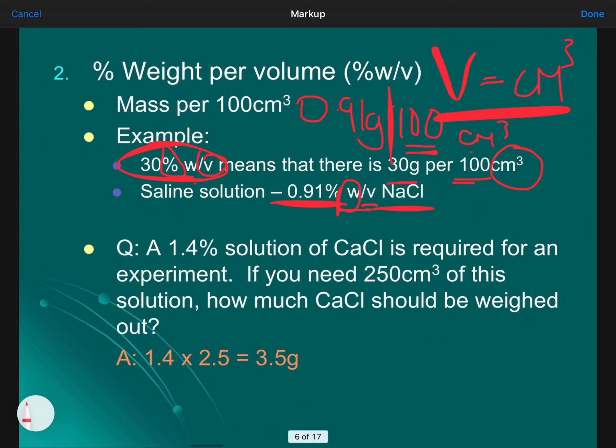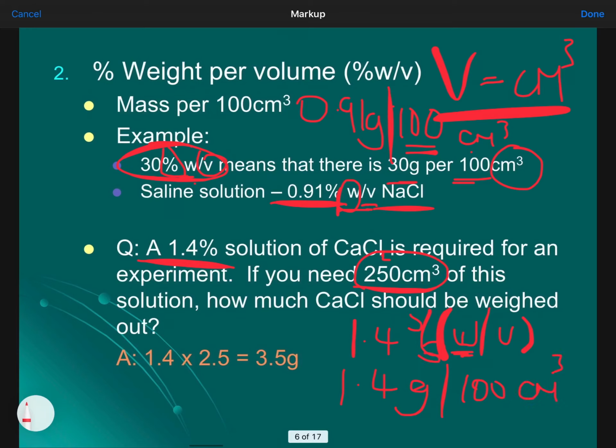Now the question here, look, they're saying that a 1.4% W by V solution of calcium chloride, that should be a 2 there, is required for an experiment. If you need, so you want 250. So now the first thing you should do is write down, what does 1.4% W by V mean? So it means 1.4, now W means grams, always, because it's percentage, it's always 100, and V means cubic centimeters.